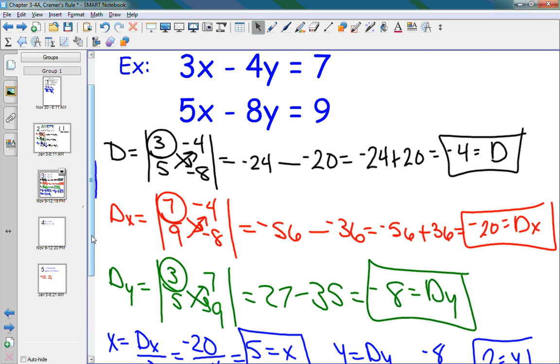For the DX, I hack off the X's, and in place of them, I'm going to put the 7 and 9. For the DY, I'm going to keep my X's, and in place of my Y's, I'm going to hack those off, and I'm going to put in 7 and 9. Okay, so if you get rid of the Y, would the 7 and 9 be something? Yeah, they are. Yes, they are. Okay, let's do it again.